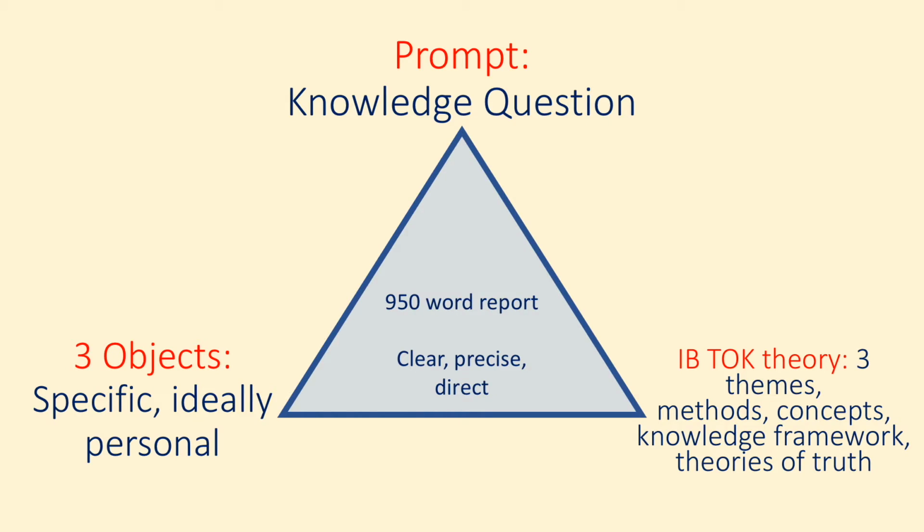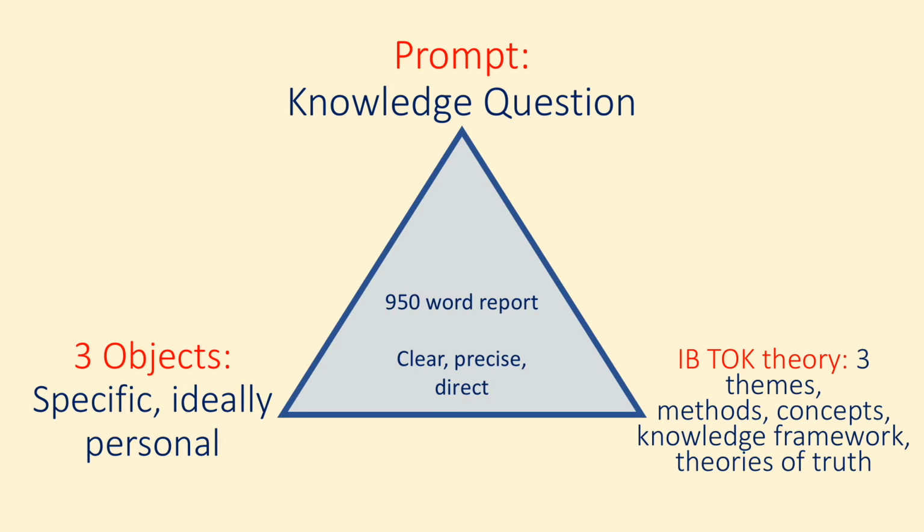Therefore, functioning as a bit of a diagram or a metaphor, I've got this triangle here, and the 3 things that you really need to be focusing on. 1, the prompt. Then on the left side, you've got those 3 objects there. On the right, you need to be linking it to TOK theory, in particular, those 3 themes. If you accomplish all of those requirements and put it then into the 950-word report, which is clear and well written, I don't really think you can go far wrong.